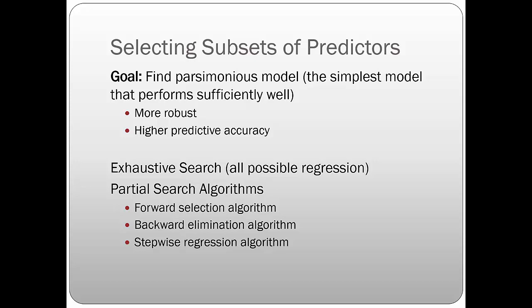Okay, selecting subsets of predictors. So this is model building, and the goal is to develop a parsimonious model, that is, the simplest model possible, that will have high predictive accuracy. So it will be both robust and have high predictive ability.